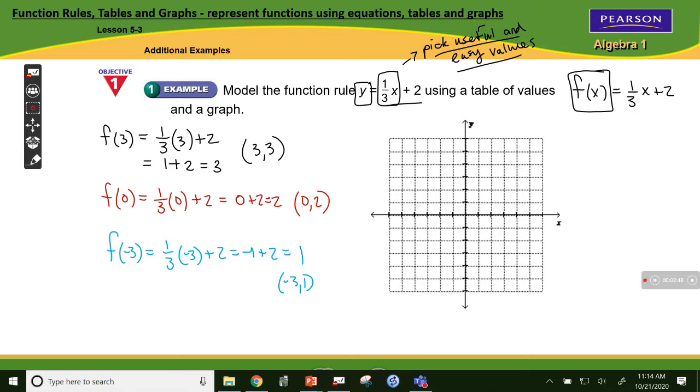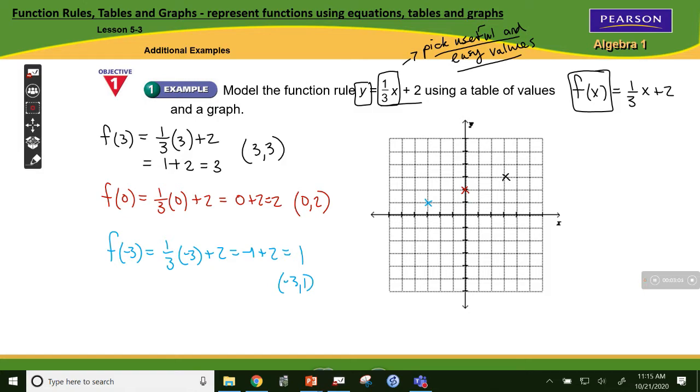Now my last step is to graph them. So I'm going to graph -3, 1. I'm going to start in the origin, in the middle, go left 3, 1, 2, 3, and up 1. And my first point will be right there. So I'm going to plot the other two, and you should do the same. So you can see I've plotted my 3 points.